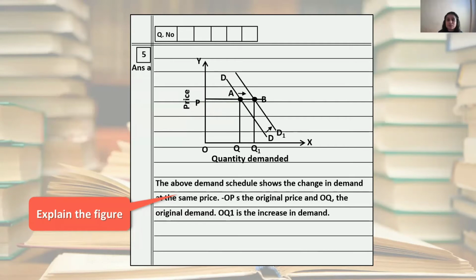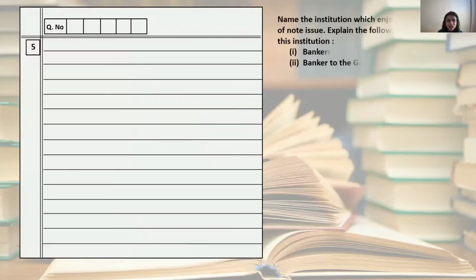So what are the things that you're supposed to write? Write down the meaning of rightward shift, write down the meaning of increase in demand, what causes the rightward shift, the schedule, the diagram, as well as the explanation for the diagram or the demand curve, right? So this is how you write your 5-mark answer.